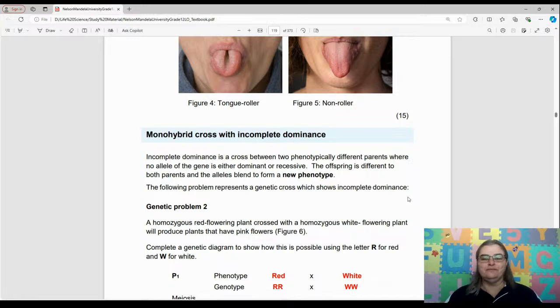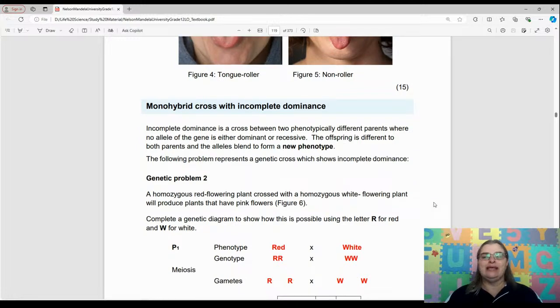Okay. So now we've talked about complete dominance. We get something called incomplete dominance. And this is a little different, but it still works on the same principles. So how we do the crossing and the matching is still going to be the same, but the result is going to be slightly different.